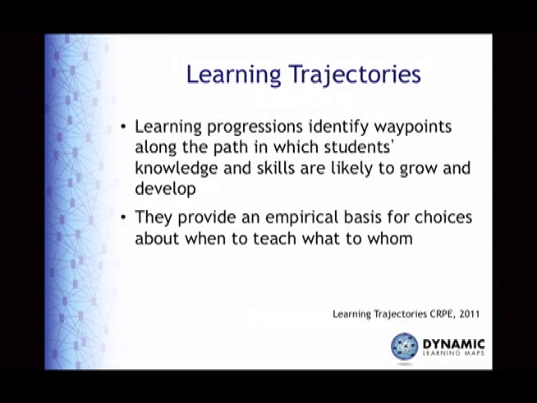One way we are able to understand what children should be able to do is through the research around learning trajectories. Learning trajectories are learning progressions. These trajectories identify waypoints along the path in which a student's knowledge and skills are likely to grow and develop. We can use this information as an empirical basis for choices around when to teach which skill to each of our students. Learning trajectories help us understand the skills that we need to acquire and the order in which we need to acquire them.